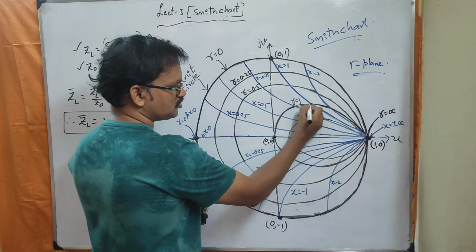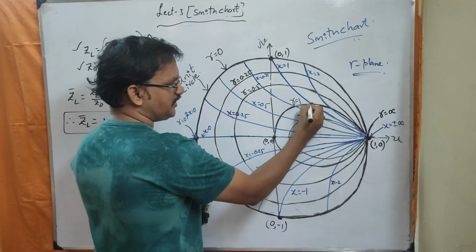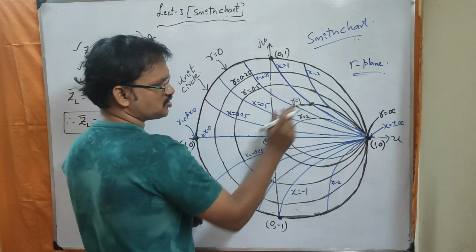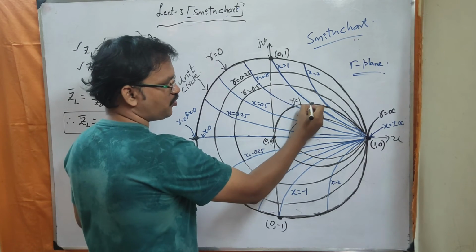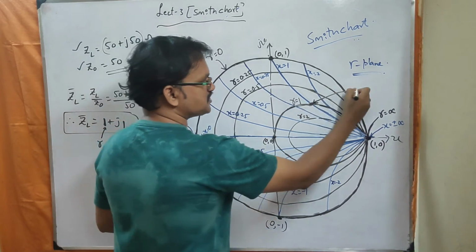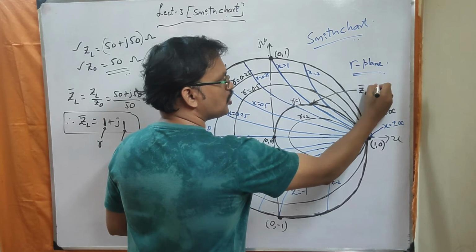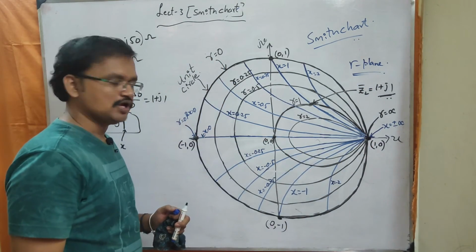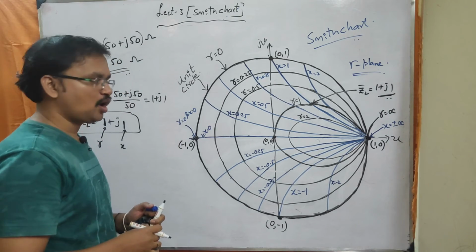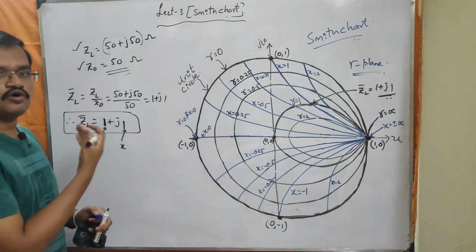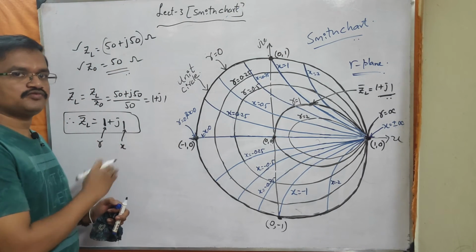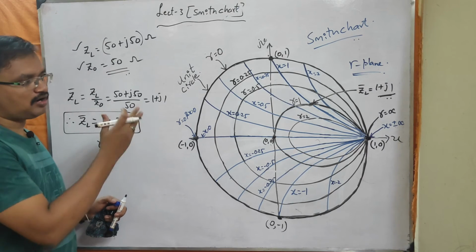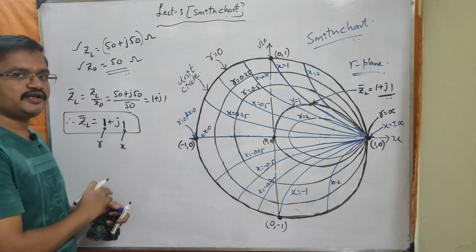So this point represents the intersection of R equal to 1 and X equal to 1. So that means this point represents what? This point represents the normalized load impedance whose value is 1 plus j1. Understood? So in this manner, we can represent any value of the load impedance as the intersection of what? As the intersection of a constant resistance circle and a constant reactance circle.